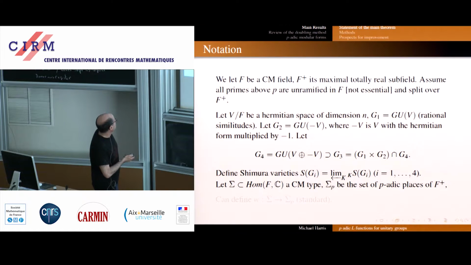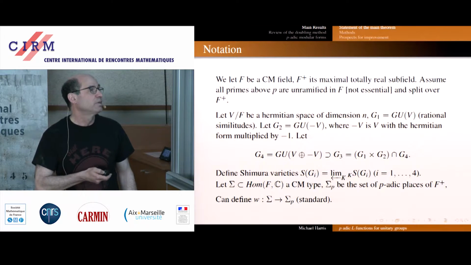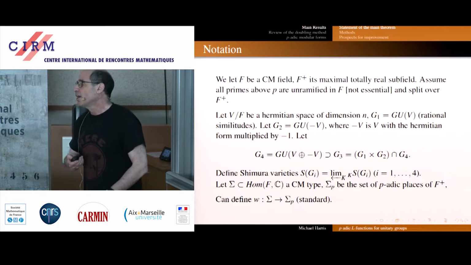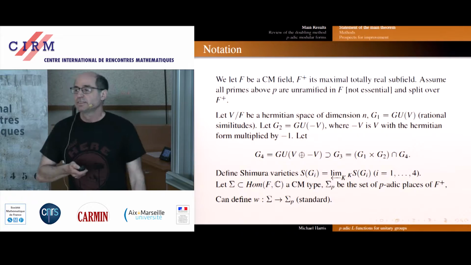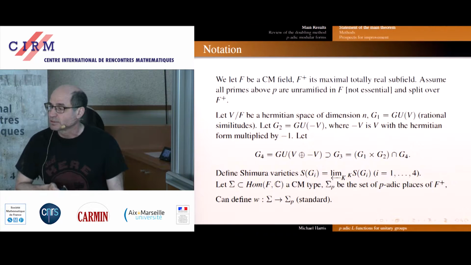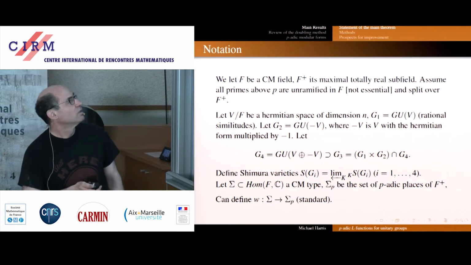Now, sigma is the CM type for the field F, and sigma P is the set of all the p-adic places of F plus. Part of the general setup of Hida theory, or these moduli, is that you get, with some additional choices, a map from the Archimedean places to the p-adic places, and that's going to be called W. So if you have an Archimedean place, you get a p-adic place, automatically. And there are some other conventions in order to make sure that this theory is non-empty, that there is a family of ordinary modular forms, but I'll go into that.